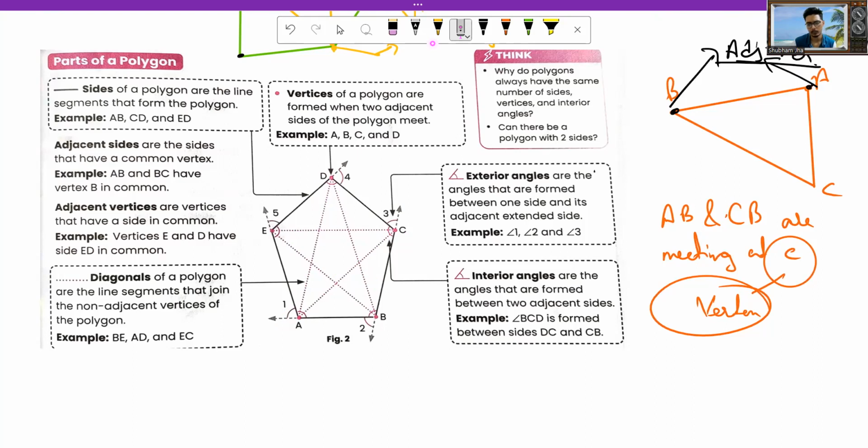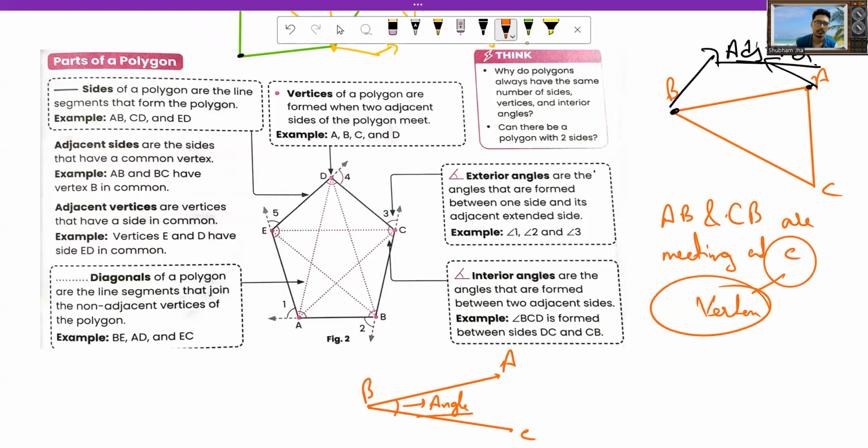Now we'll talk about the angle. What is an angle? First, understand the meaning of angle. When the two rays, the two line segments, are meeting, this is my vertex. Let's take it as line segments A, B, and this is my C. The space between the two line segments, measured in degrees, is my angle.